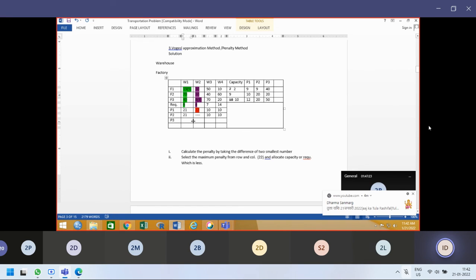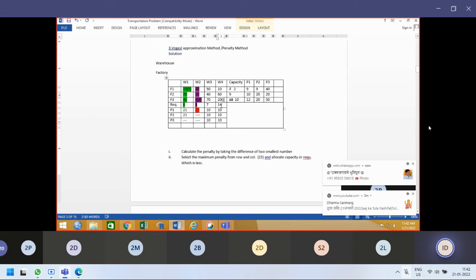How much? This is block. This block is also block, right? Now 10, 10, 10. What is the highest one? 50 is the highest one. What is the lowest one? There are only two elements, so 20 is the lowest. So how much shall I allocate here?